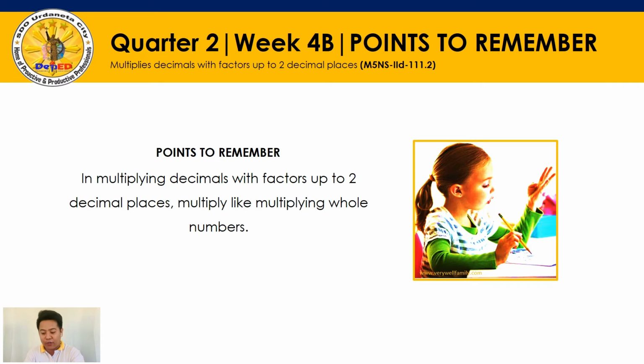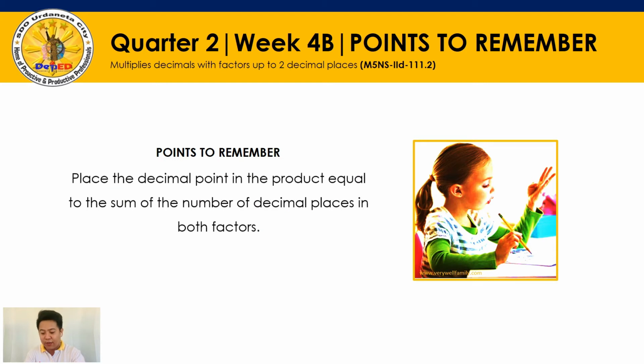Here are our points to remember. It says here, in multiplying decimals with factors up to 2 decimal places, multiply like multiplying whole numbers. Place the decimal point in the product equal to the sum of the number of decimal places in both factors.